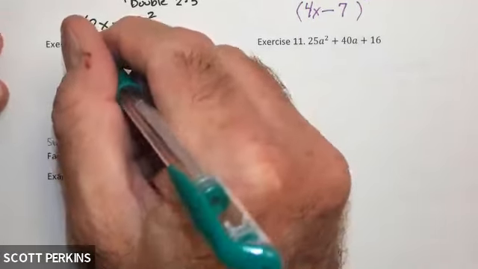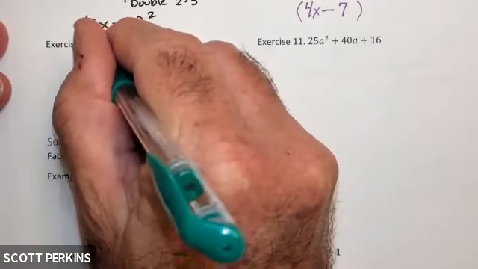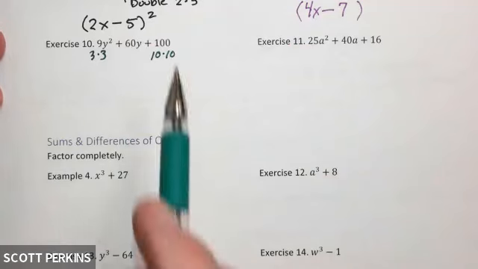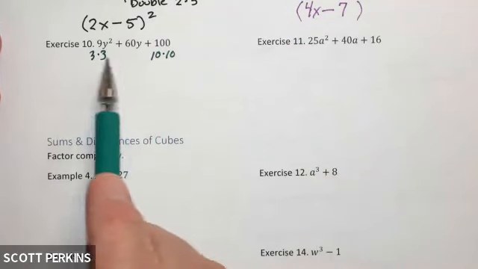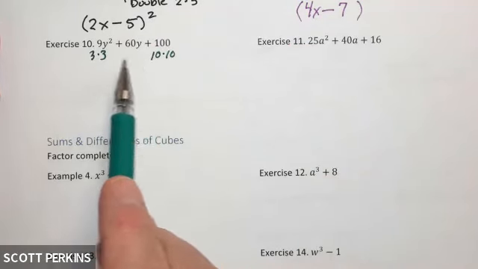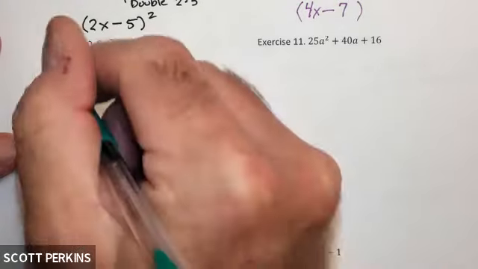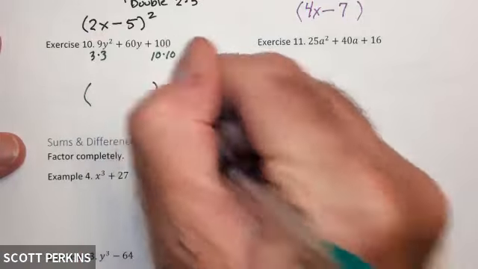All right, so 9 on my firsts is 3 times 3. 100 is 10 times 10. So then 3 times 10 gives me 30. If I double that, do I get the number in the middle? Yep, so again, perfect square trinomial. So that's good news. It means I can do my shortcut here.